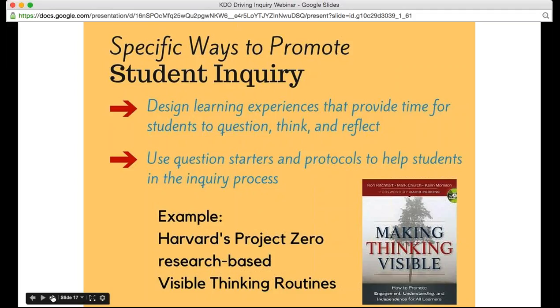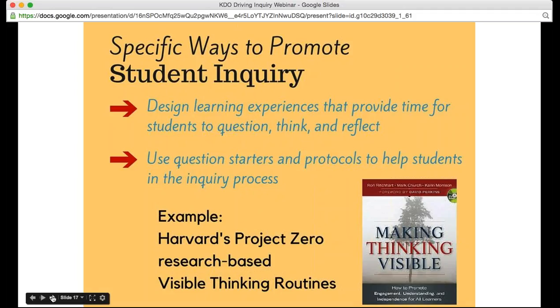Another important way that we can promote inquiry is to help guide the students through the process. And so we can use question starters, question stems, and other protocols that will help students to go through the inquiry process, because they don't know necessarily how to ask questions or the process they need to go through to make an investigation. And so we can help lead them through that.